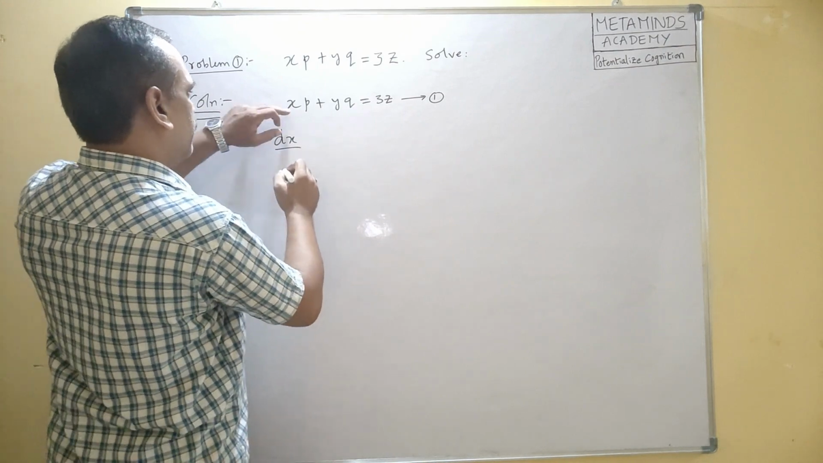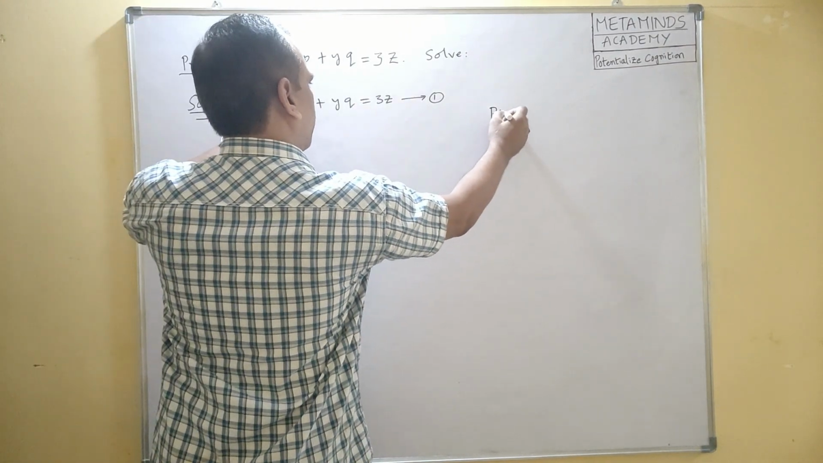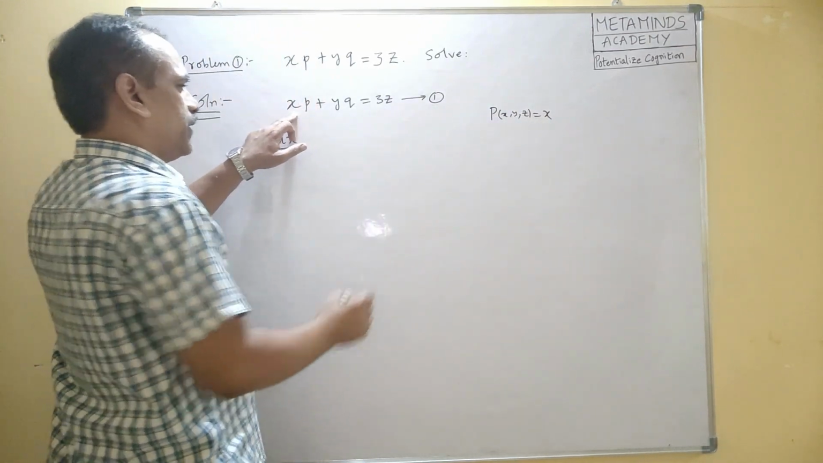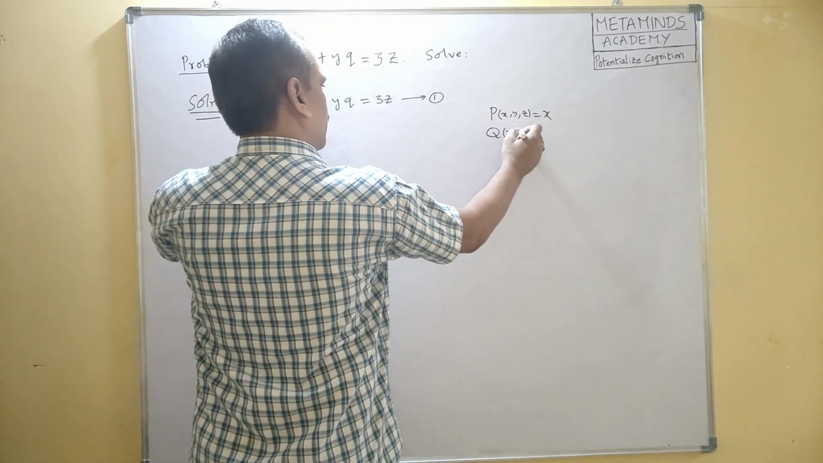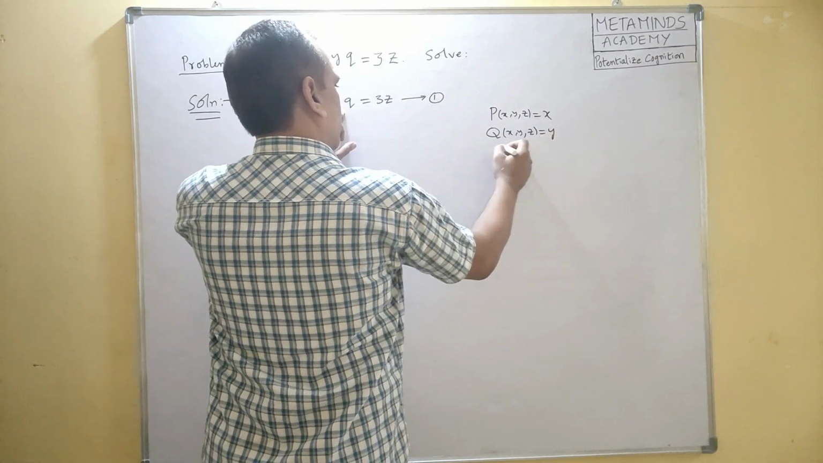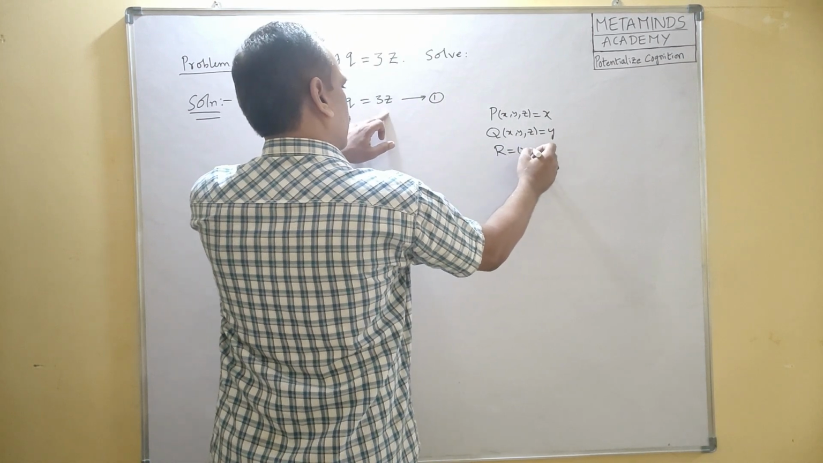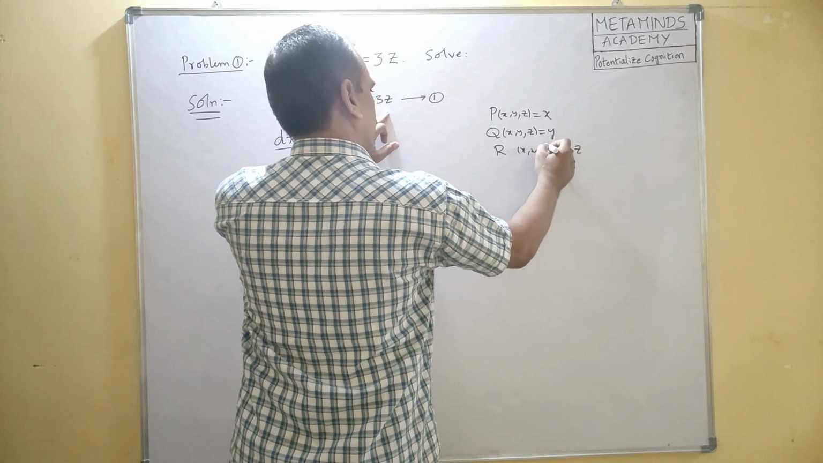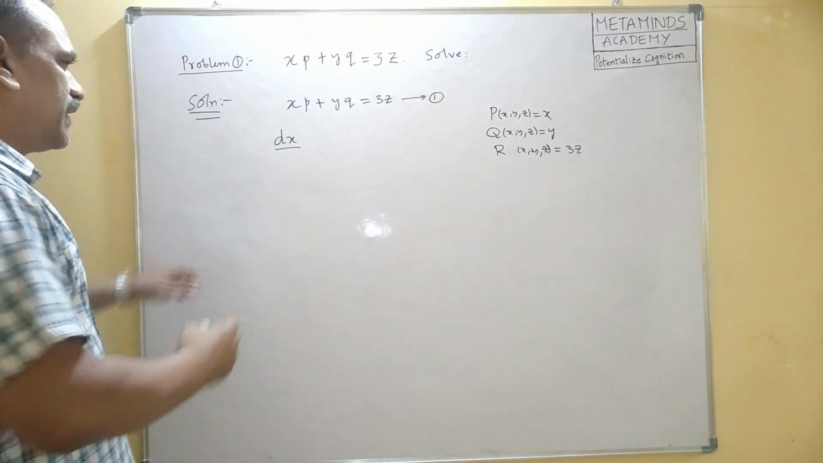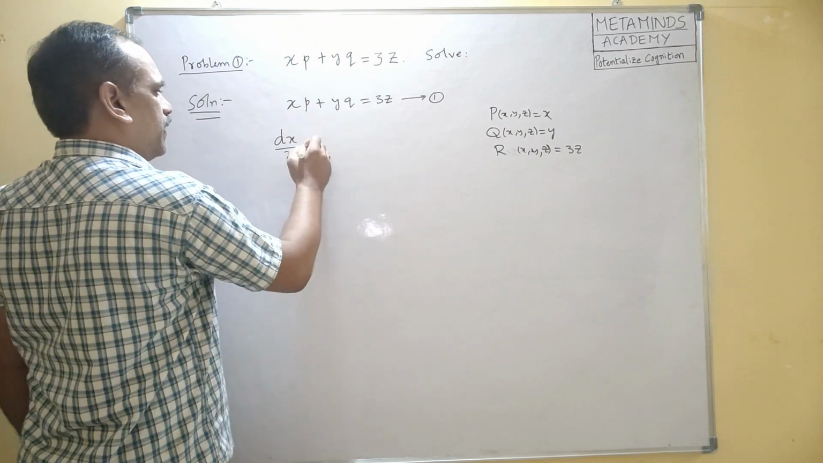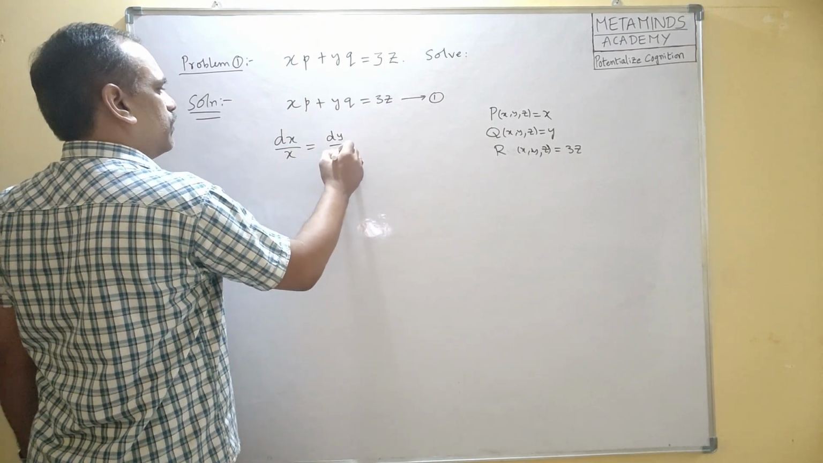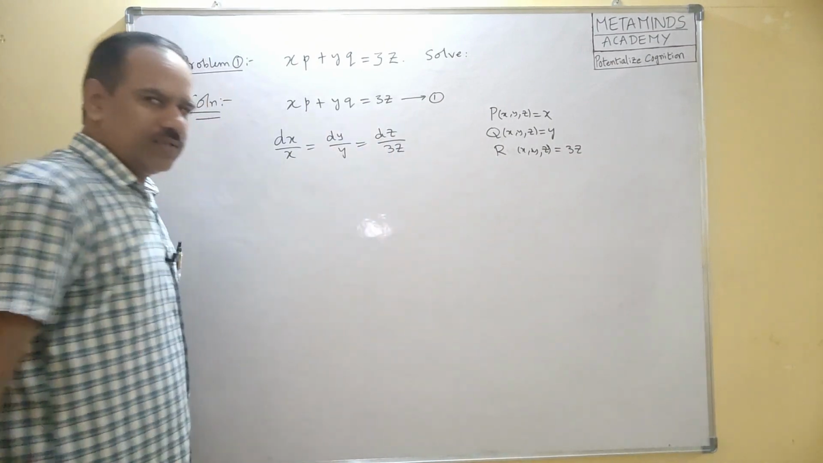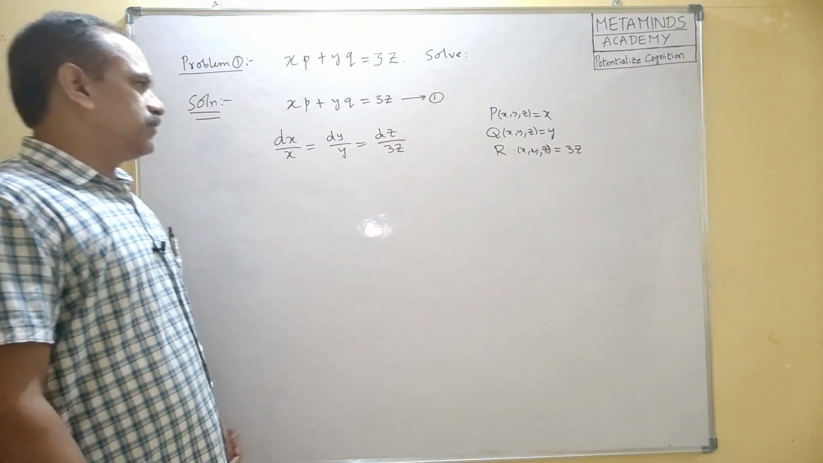Here dx by P. What is capital P? Capital P of x, y, z is x, the coefficient of small p. Capital Q of x, y, z is y. R of x, y, z is 3z. So dx by x equal to dy by y equal to dz by 3z. So these are the auxiliary equations obtained.